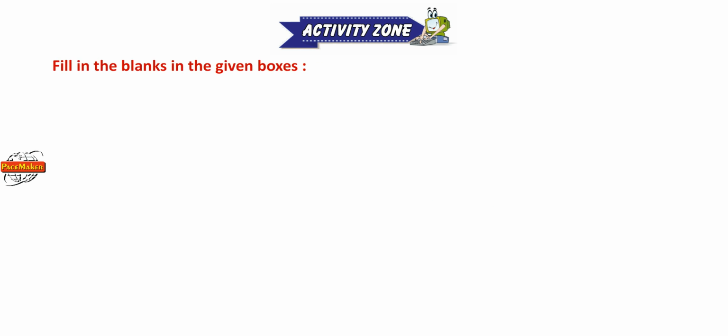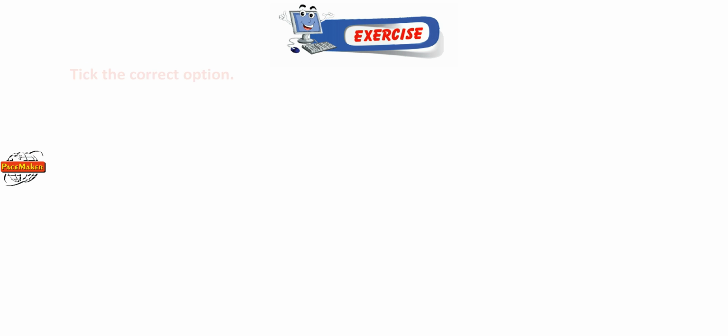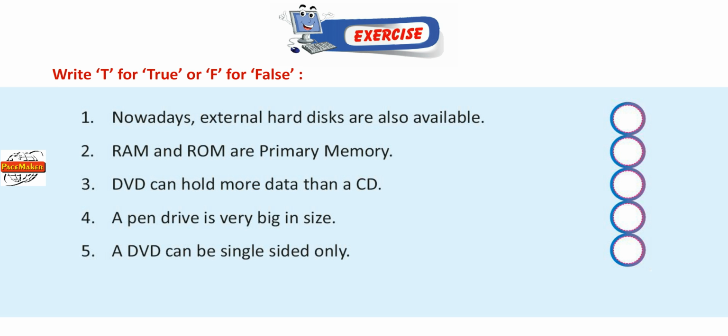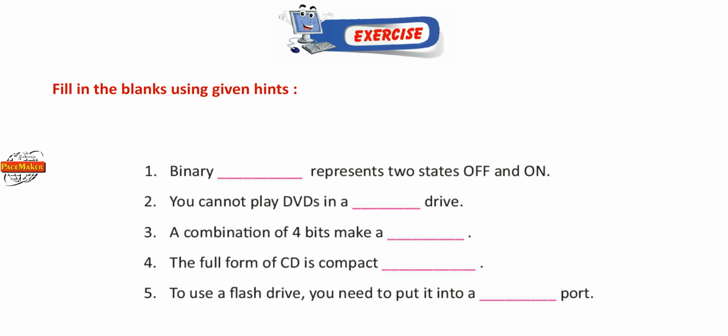Activity zone. Fill in the blanks in the given boxes. Exercise. Tick the correct option. Write T for true or F for false. Fill in the blanks using given hints.